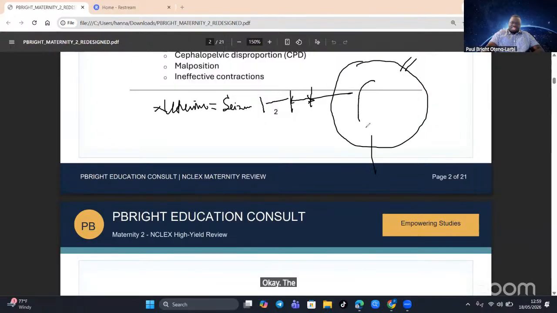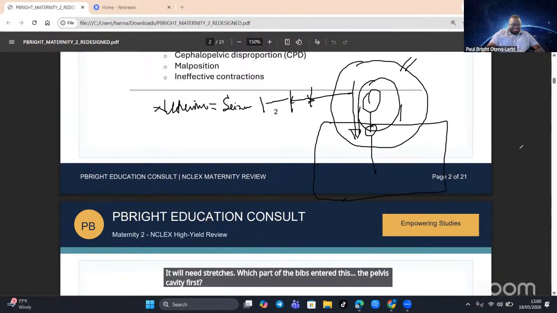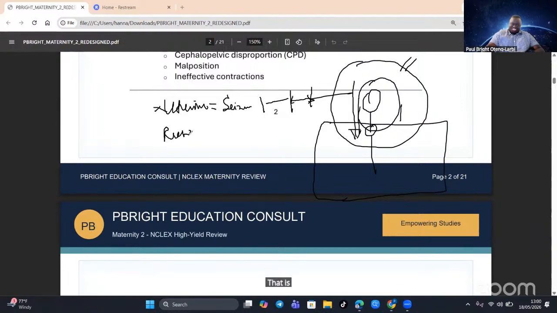The baby inside the uterus must also do its part. So the baby too will descend, will come down. That's the descent. As it is coming down, it will meet structures on the way. Let's say it enters into the pelvis. Which part of the baby entered the pelvis cavity first? That is the presentation. If it is the head, fine.